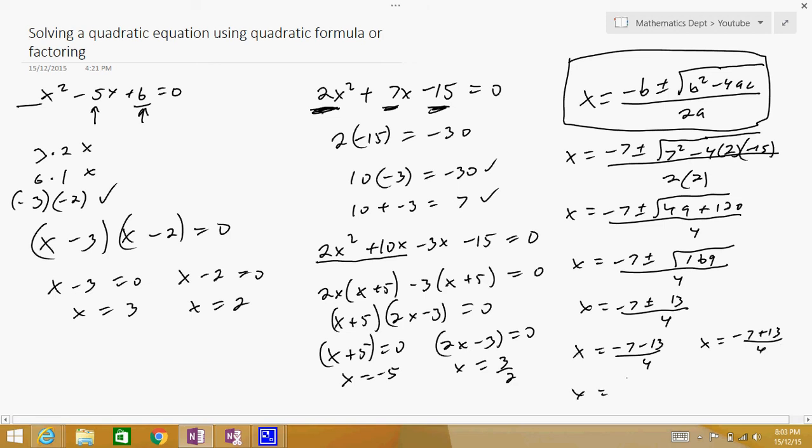So the first answer is negative 20 over 4. Negative 7 minus 13, negative 20 divided by 4 is negative 5, just like the other one. And x is equal to 6 over 4, which is 3 over 2. And we get the same answer.